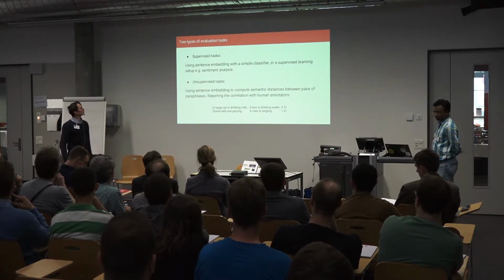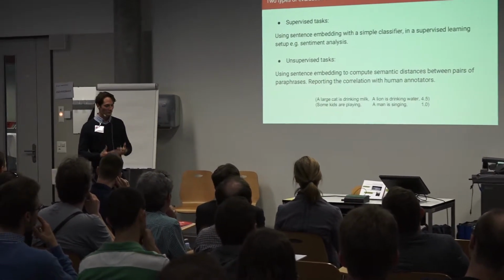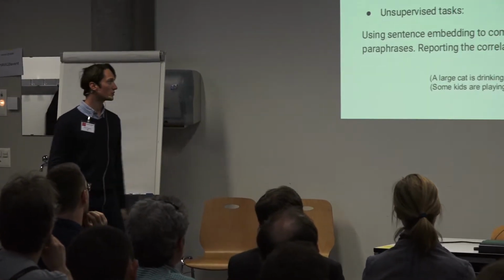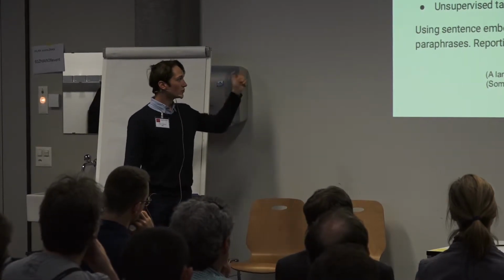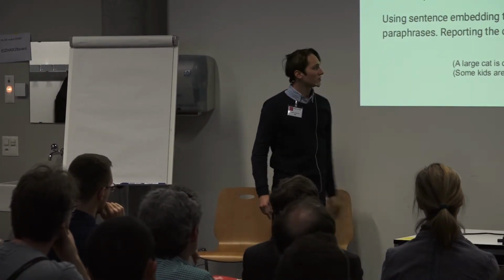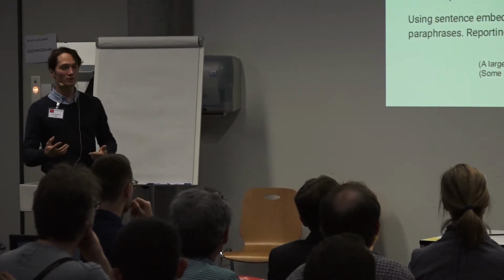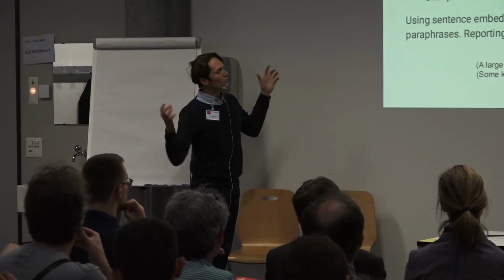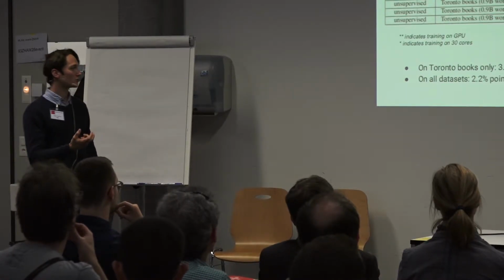So the evaluation is done on two types of tasks, supervised and unsupervised. The supervised task is really simple. We take the embeddings for our sentence, push them through a very simple algorithm like a logistic regression, and try it on some supervised learning setup like sentiment analysis. For the unsupervised task, we have a data set containing pairs of sentences with human annotations. For example, "a large cat is drinking milk" is quite similar to "a lion is drinking water." So what we want to do is compute embeddings for those two sentences, compute the cosine similarity, and then check that the scores we get actually correlate with the human annotations.